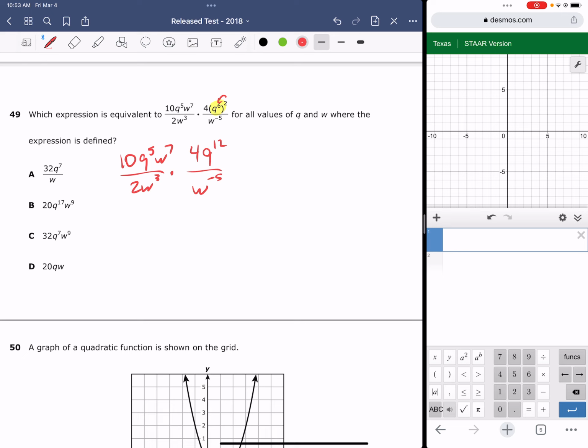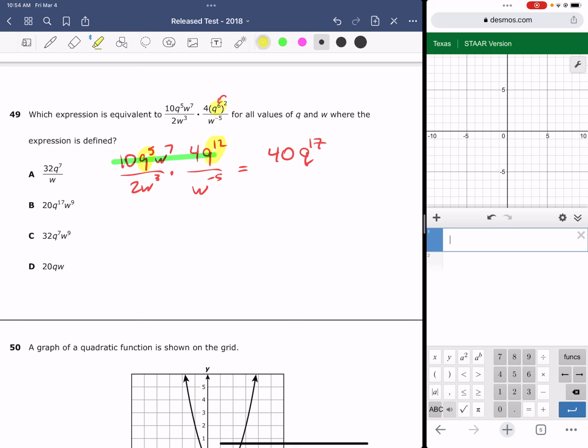Then what we'll focus on next is just what's going on in the numerator. We have 10q to the fifth, w to the seventh, times 4q raised to the 12th. Dealing with the coefficients first, we have a 10 multiplied by a 4, and that is going to give us 40. Then we have a q to the fifth, which we'll highlight in yellow, multiplied by a q to the 12th. When we multiply those two things together, we will add their exponents. And so this will be q raised to the 17th power.